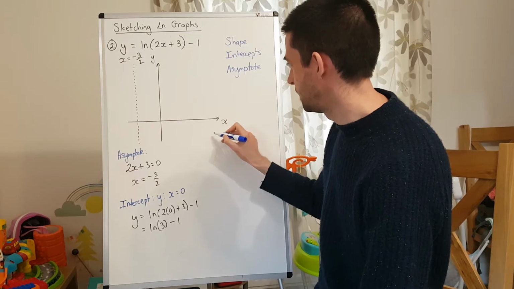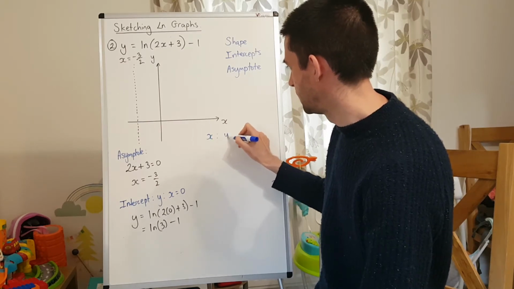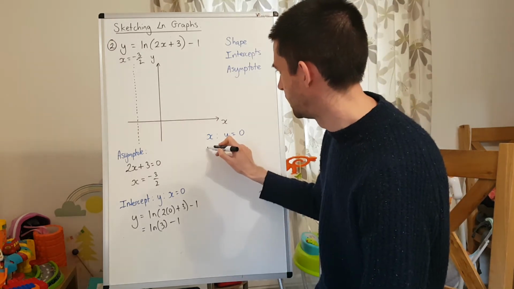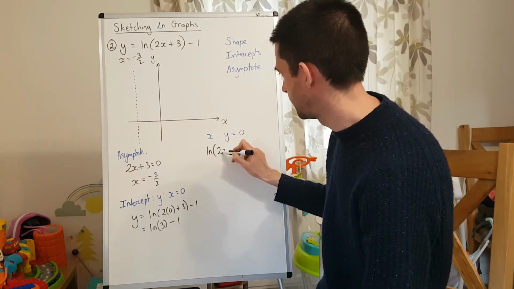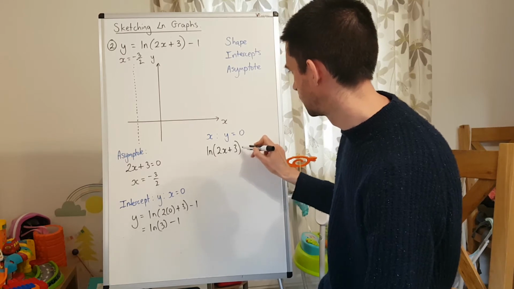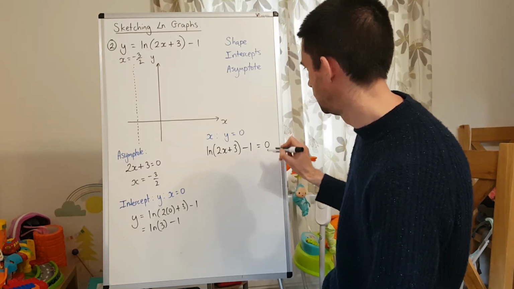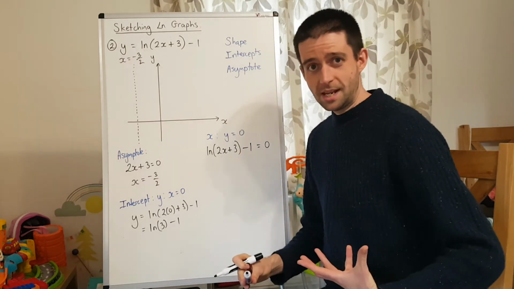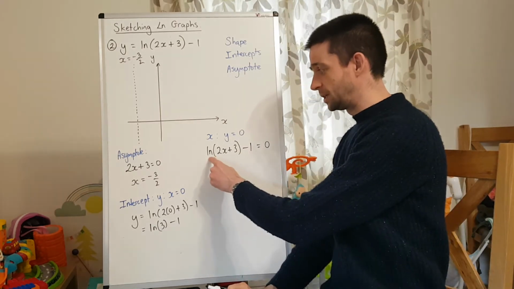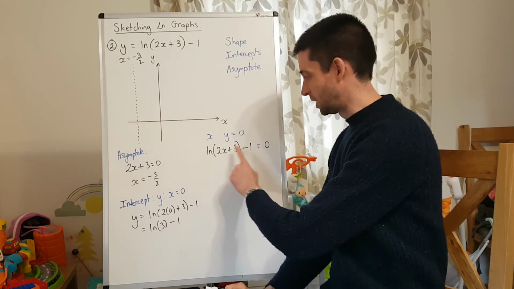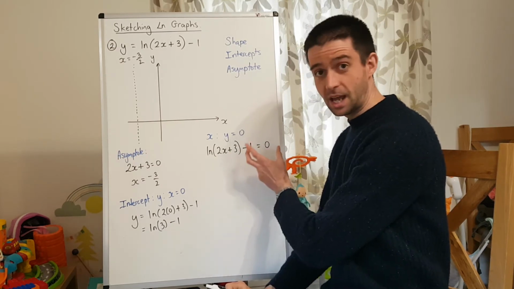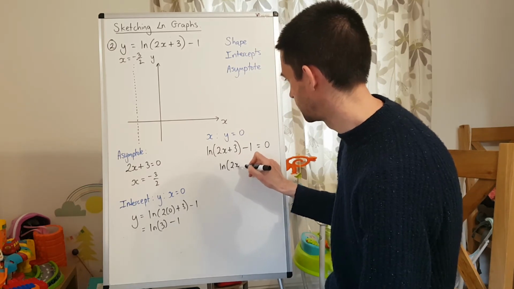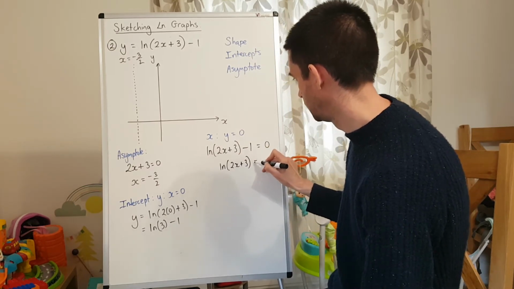My other intercept, which is my x-intercept, I'm going to make y equal 0. So I'm going to write that as ln(2x + 3) minus 1 equals 0. Now, before I can apply e as the inverse operation, I need to isolate ln. I need to have the ln bit on its own. So this negative 1, I need to add 1 to both sides of the equation, which gives me ln(2x + 3) equals 1.